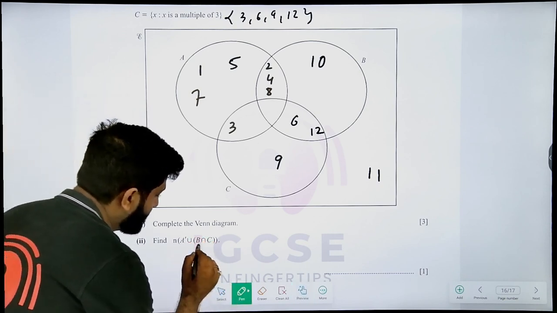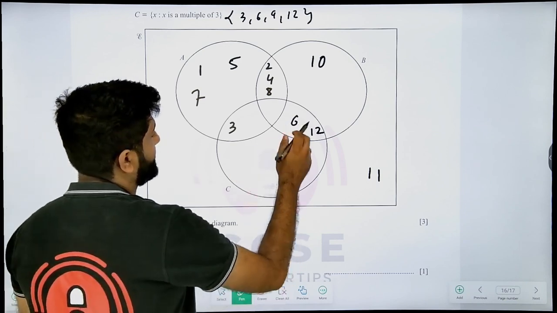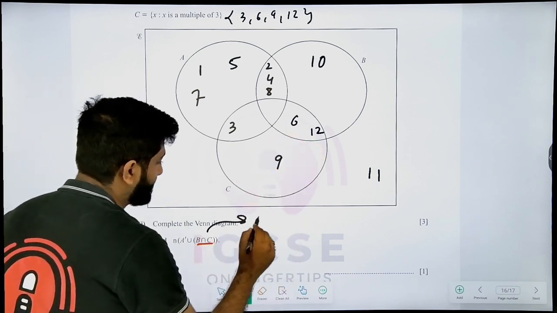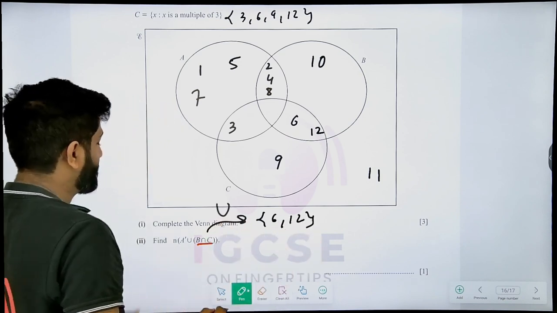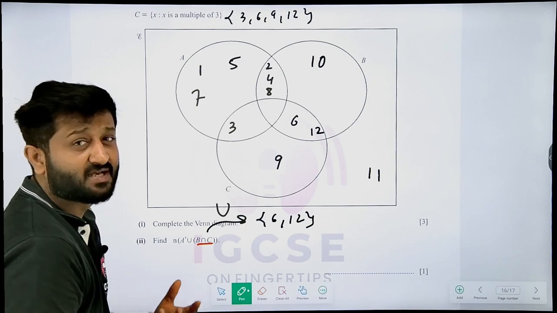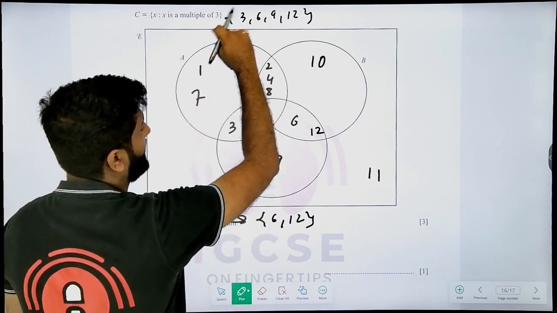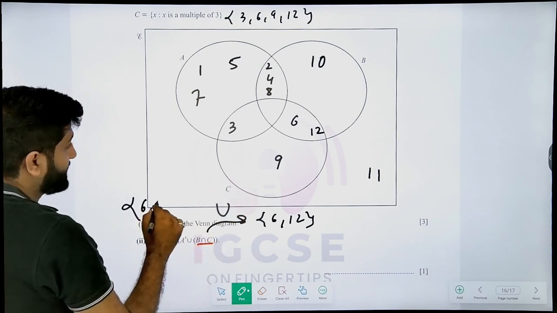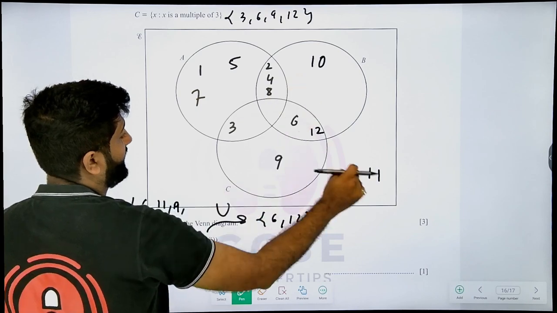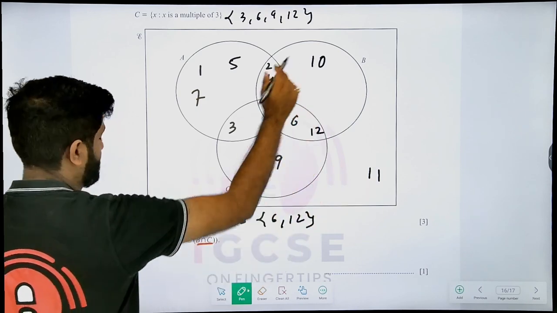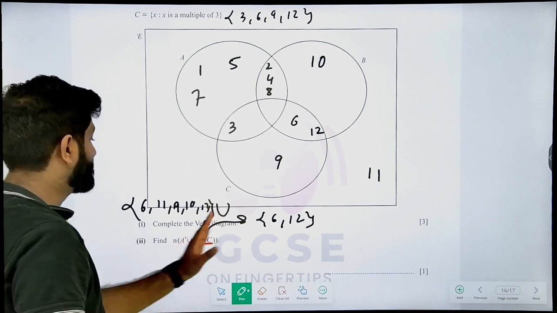Now first, what is B intersection C? B intersection C means 6 and 12. So what is B intersection C? 6 and 12. Now its union is with A dash. A dash means something that is not a part of A. So something that is not a part of A is 6, 11, 9, 12 and 10. 10 and 12. Right. Now it's union.